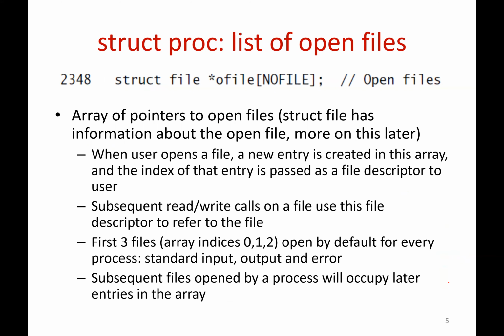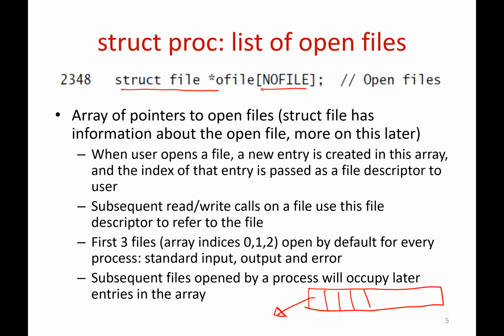The next interesting piece in the struct proc was the list of open files. So every process has certain files open and it maintains pointers to these open files. Every process has an array which has multiple entries, each of which is a pointer to a struct file, right? This is an array with pointers to the file structure.